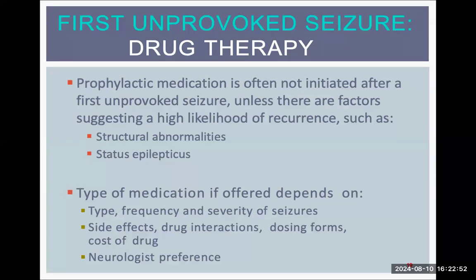And if we talk about the type of medication, again, it should depend on the type, frequency, and severity of the seizures. You should think about side effects, and if the patient is already on other medications, the drug interactions. It should also be a discussion with the parents, and it should be started by a neurologist.